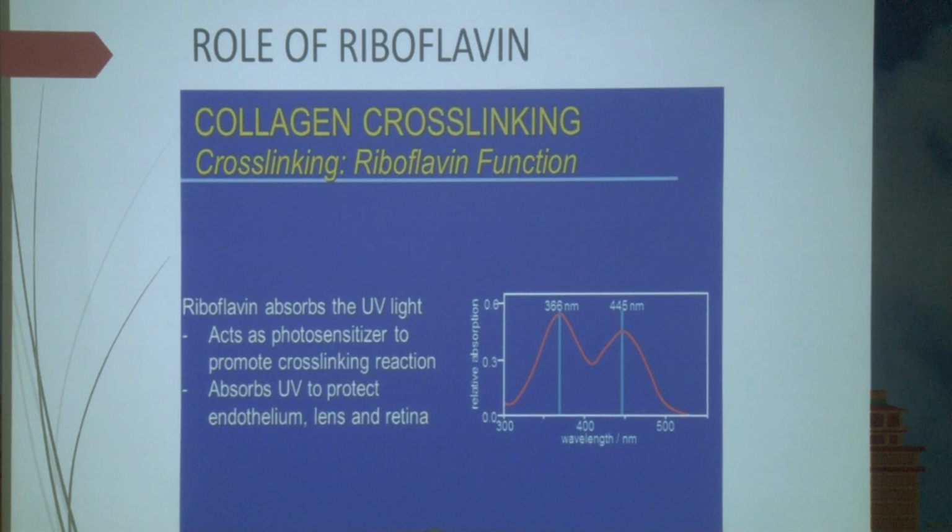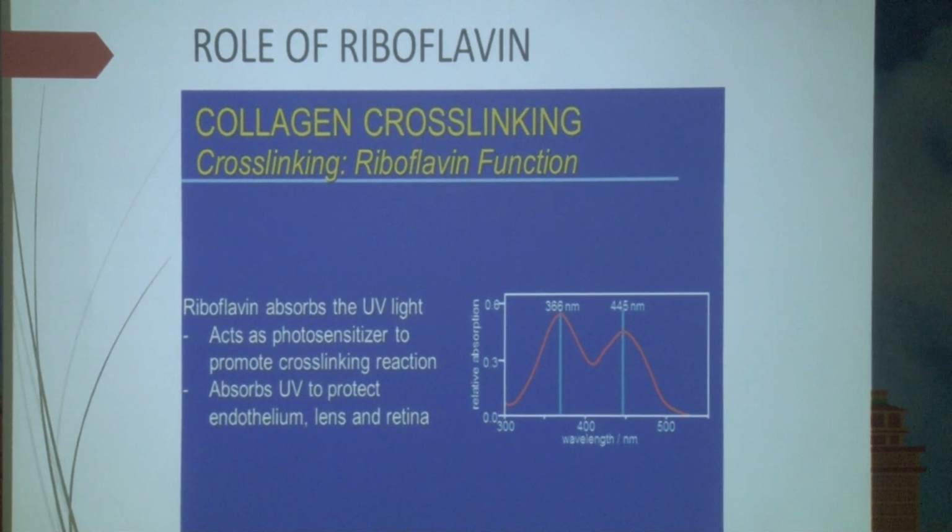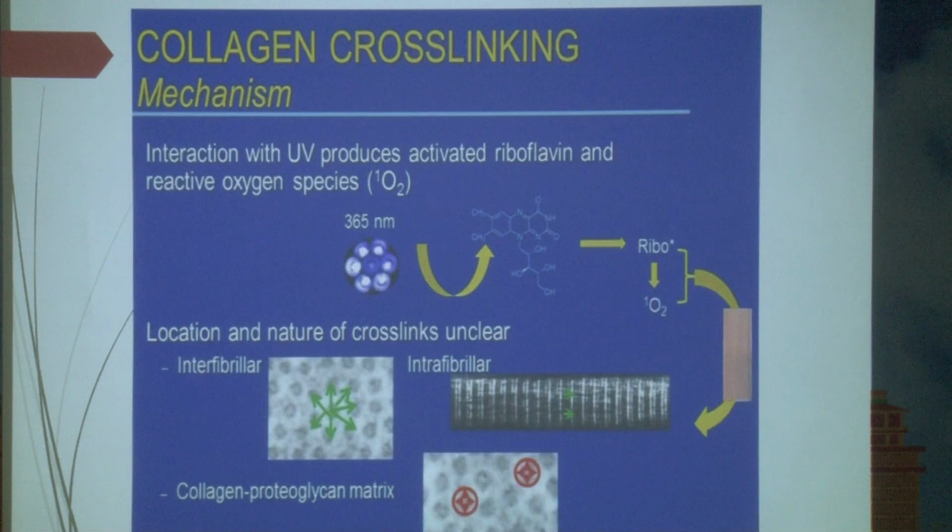Essentially the role of riboflavin is that it absorbs the UV light, acts as a photosensitizer, and promotes the cross-linking reaction. It also absorbs UV light so that the endothelium, lens and the retina are protected from the toxic side effects of UV light.